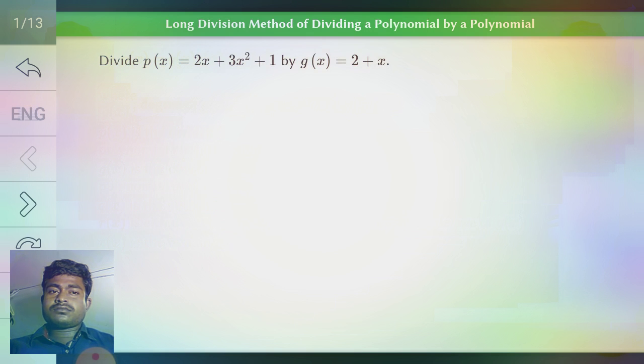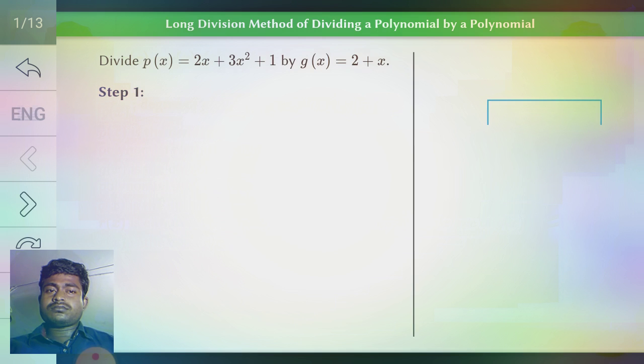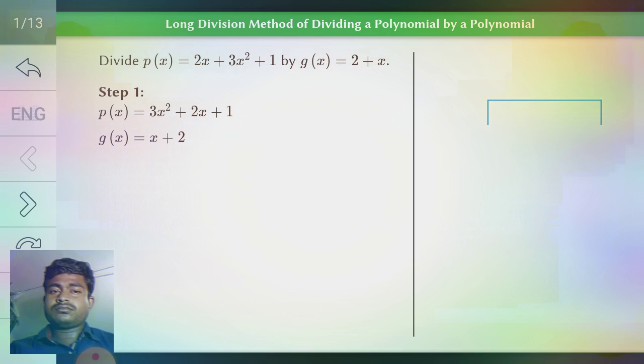Let's divide p(x) = 2x + 3x² + 1 by g(x) = 2 + x. Step 1. Arrange the terms of the polynomials in the descending powers of x. p(x) = 3x² + 2x + 1. g(x) = x + 2.